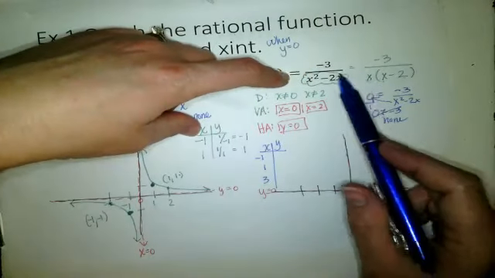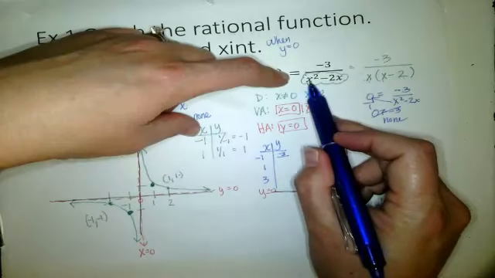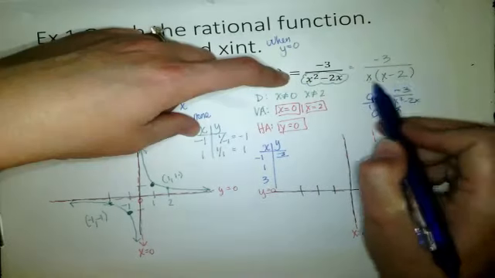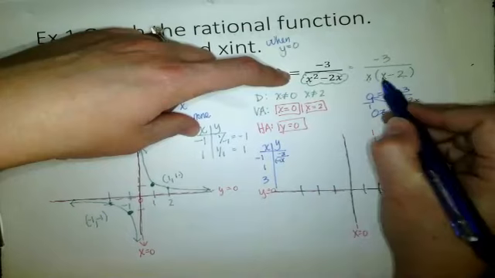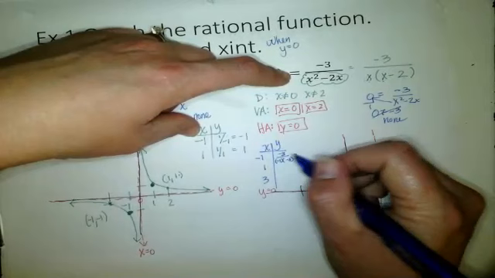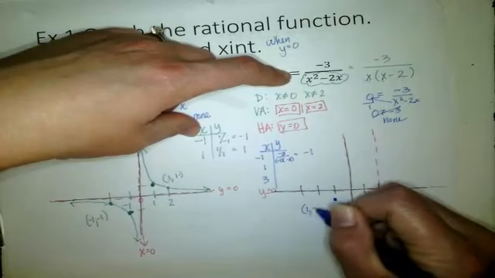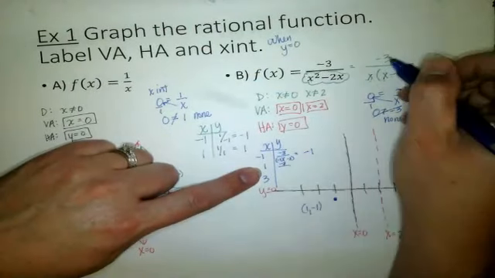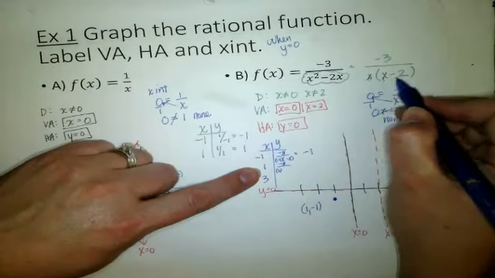And let's see, I can plug those in pretty easily. Actually, it's easier to plug them in here. That would be -1 times -1 minus 2, so that'd be -3. So I'm going to get -3 over +3, which is -1. If I plug in a 1, I have -3 in my numerator, 1 for the first thing, and then 1 minus 2 is -1.